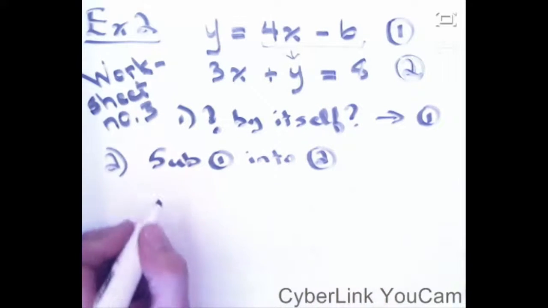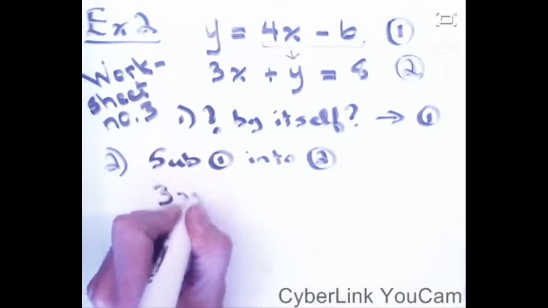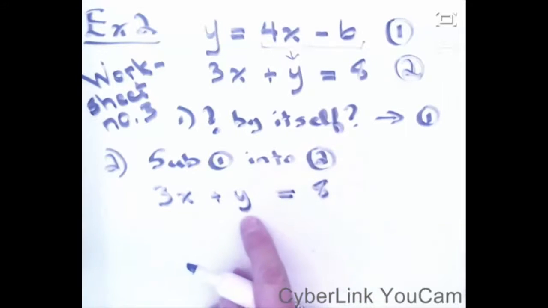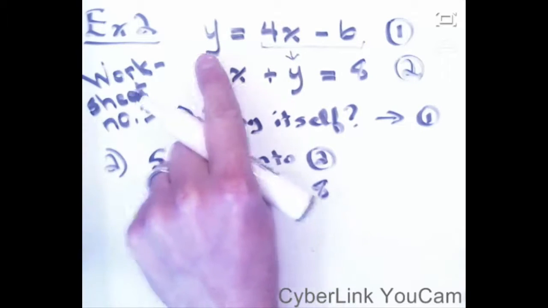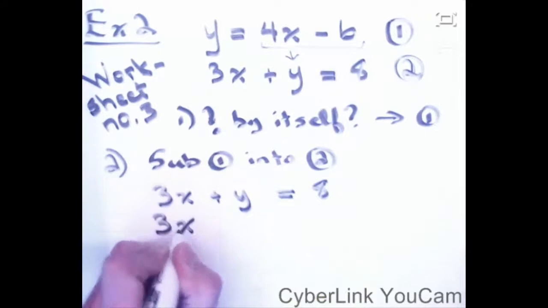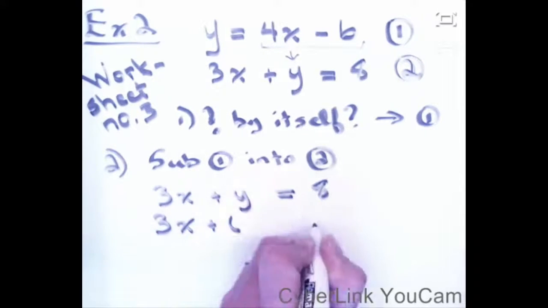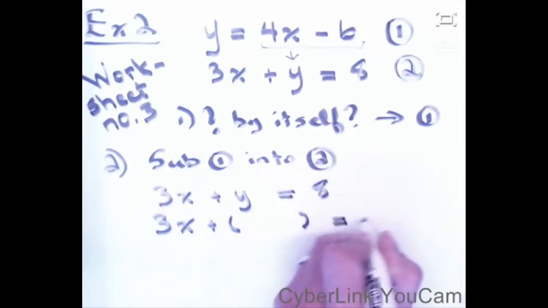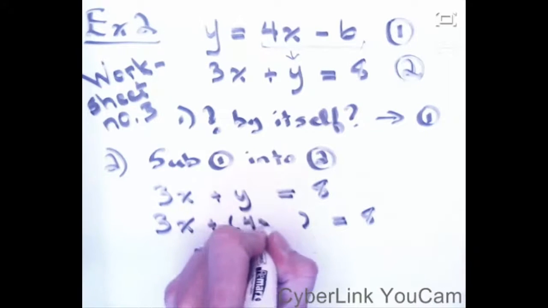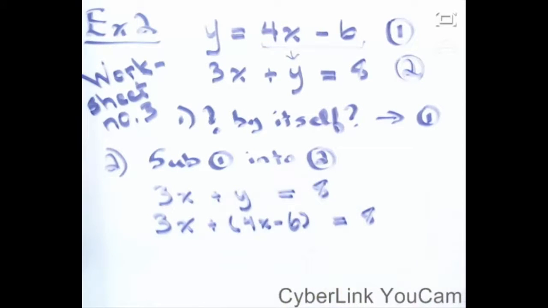So I'm going to write equation 2 out, 3x, I'm going to write it all out this time, plus y equals 8. But anywhere I see a y, as this is equation 2, it's equivalent to, from equation 1, 4x minus 6. So now what happens? 3x plus, now use the brackets for substitution. I'm not writing y, I'm substituting 4x minus 6.